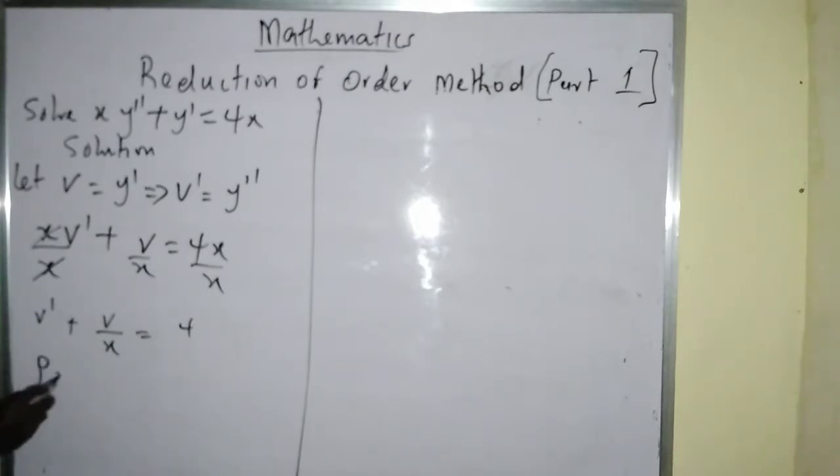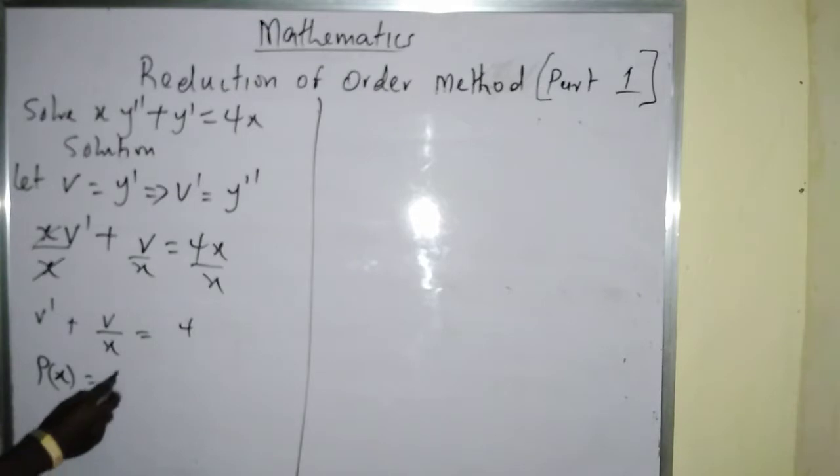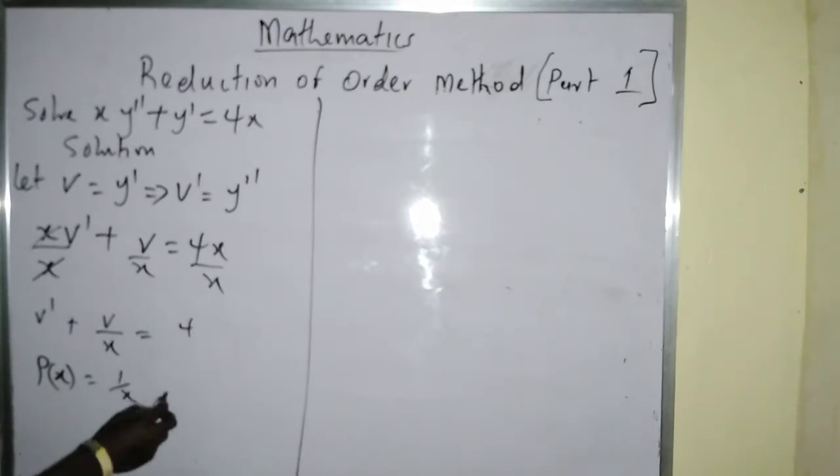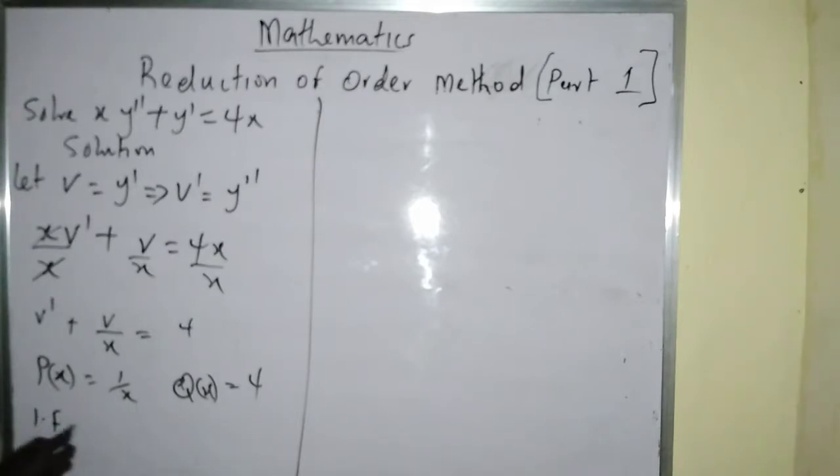How do I achieve my integrating factor? You have to understand what is called p of x, which is equal to 1 over x, and my q of x, which is equal to 4. Now, how will I go by the integrating factor method? My integrating factor is the exponential function of the integral of p of x dx.